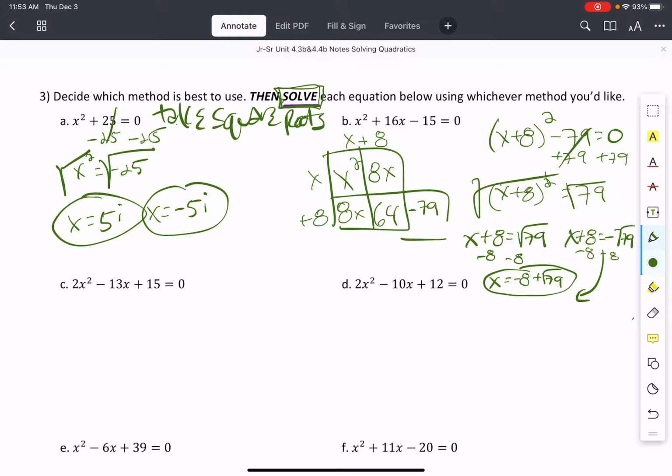Okay. They said that they're going to email you. Okay. And x equals negative 8 minus square root 79. Can you put the 8 behind something? Sure.